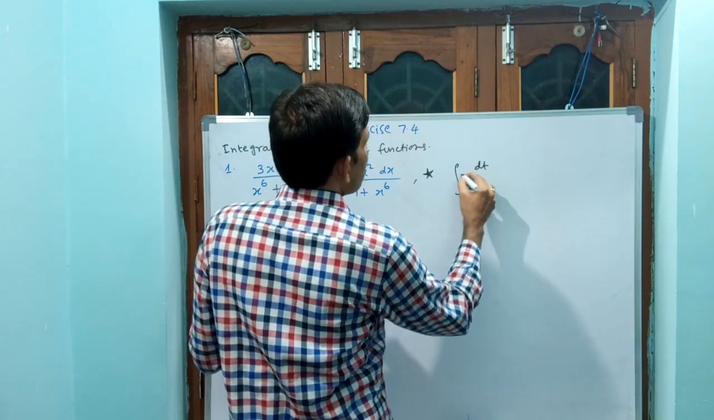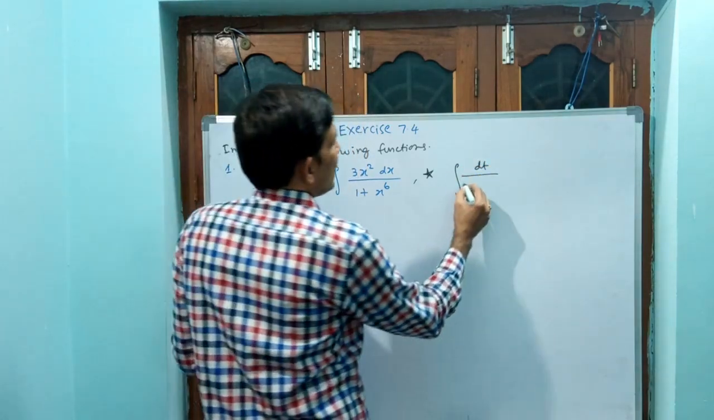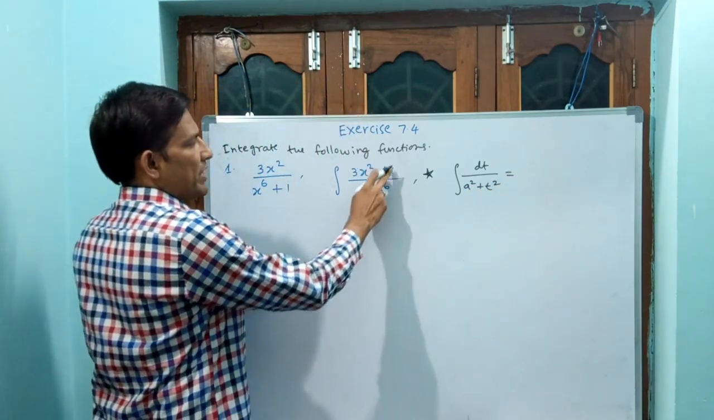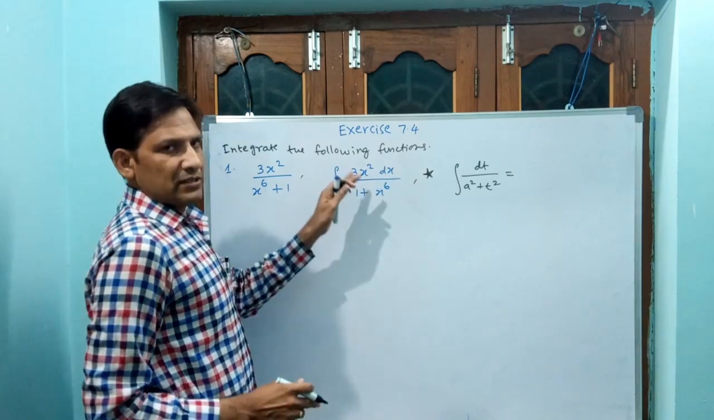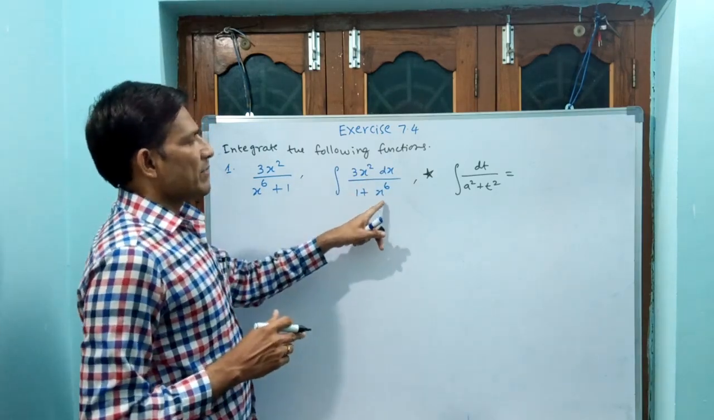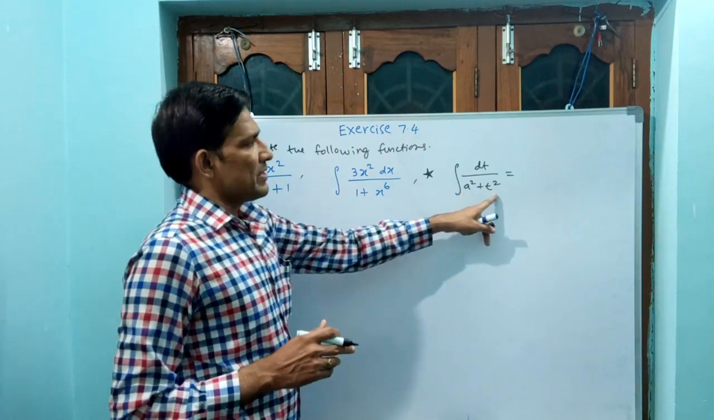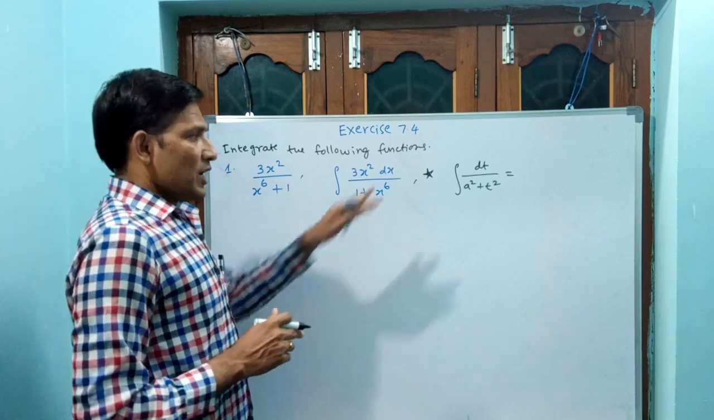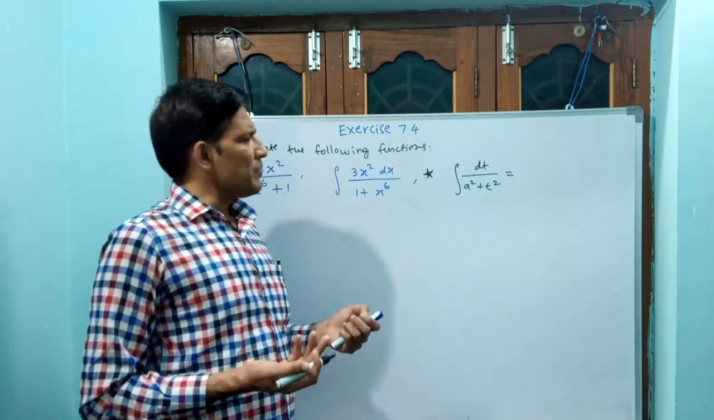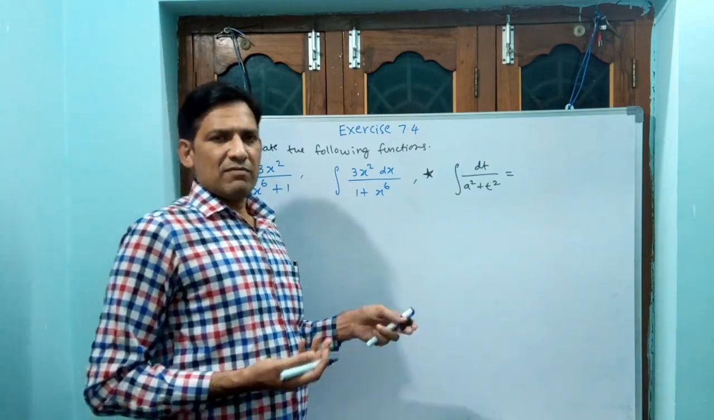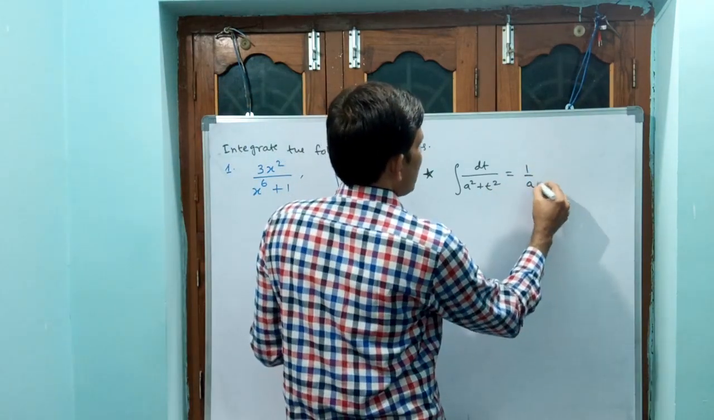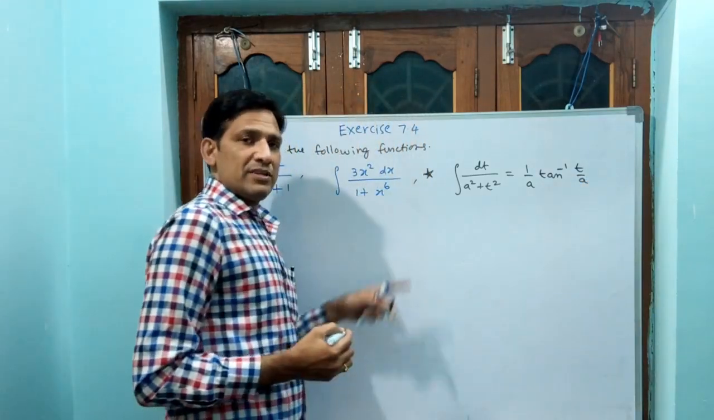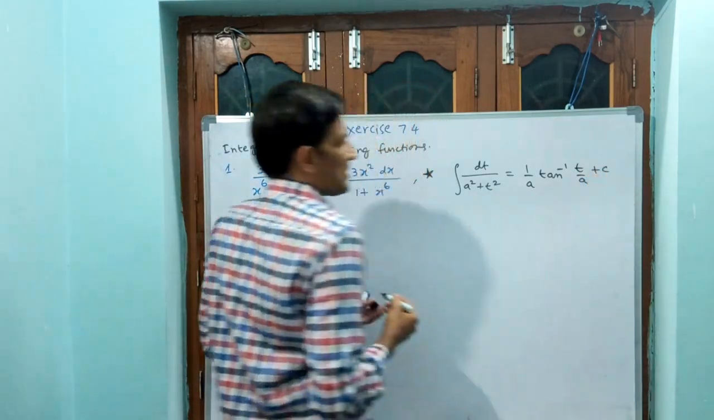Integral dt by a square plus t square. You forget about 3x square dx temporarily. A square plus x square or a square plus t square: if x is there, dx will come; if t is there, dt will come. If this is the case, what is the formula? We know very well: 1 by a tan inverse x by a. Here it is 1 by a tan inverse t by a, plus c.